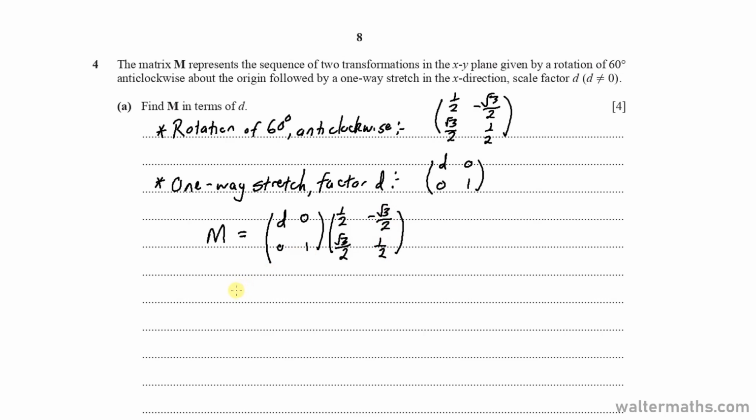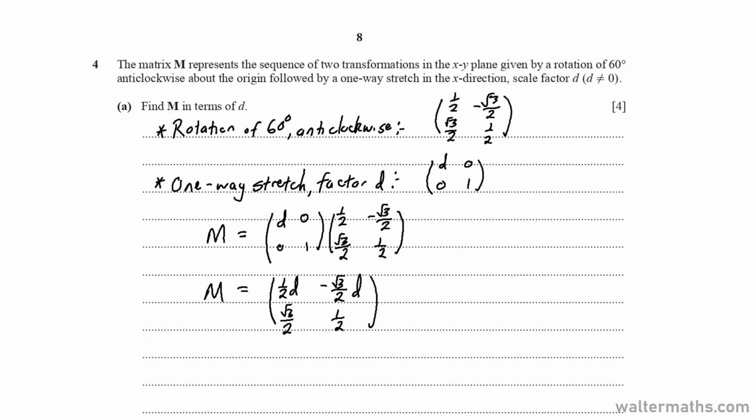So I'll multiply the two matrices. Row by column, d times a half plus 0 times root 3 over 2, that gives me half of d. Then d times minus root 3 over 2 plus 0 times a half, we get minus root 3 over 2 d. Then 0 times a half plus 1 times root 3 over 2, we get root 3 over 2. And 0 times minus root 3 over 2 plus 1 times a half, we get a half. So this becomes the matrix M. So we're done with part A.